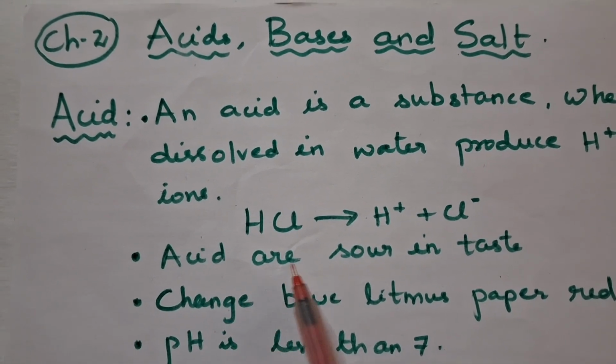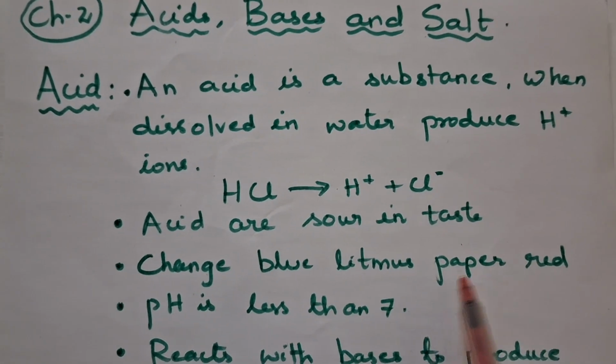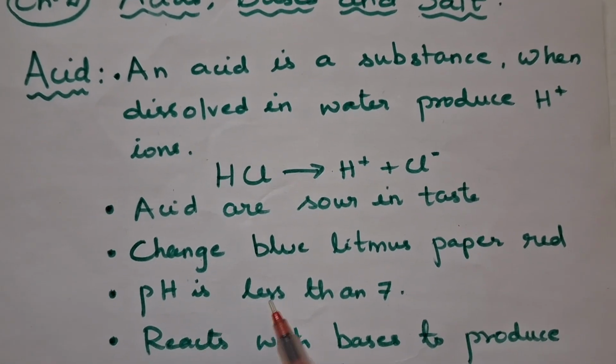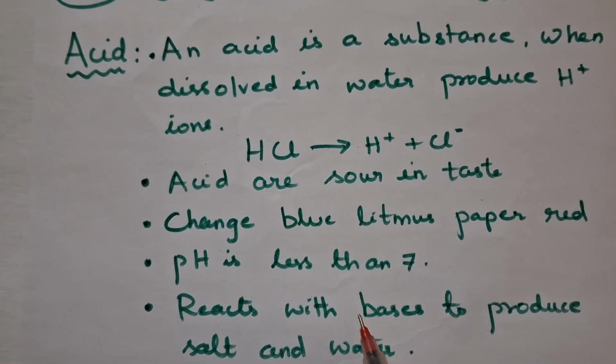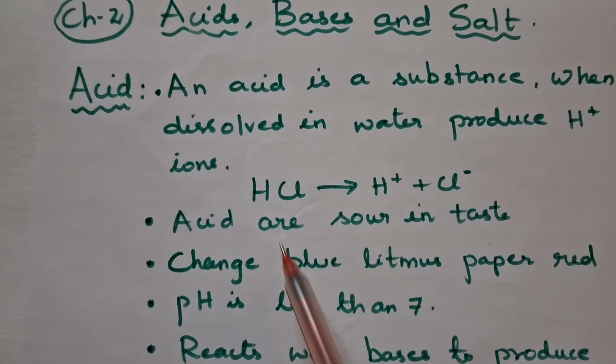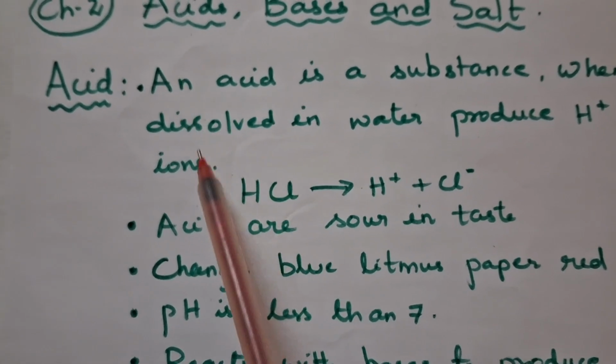Next property, acids are sour in taste. That is, they change blue litmus paper to red in color and the pH is less than 7. They react with a base to produce salt and water. So these are the general properties of acid, and the definition for acid is this one, from here to here.